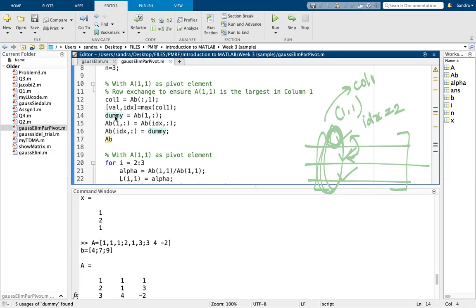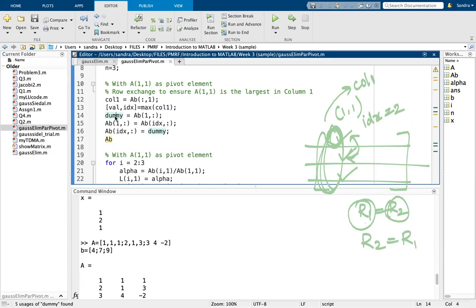If I write R1 is equal to R2, R1 will be written by R2, and whatever info was there in R1 will be overwritten. R1 is lost now. I can't exchange it back. I can't write R2 equal to R1, because R1 is already replaced by R2.